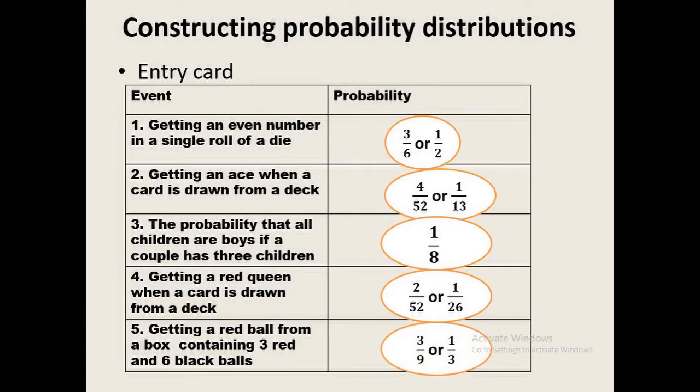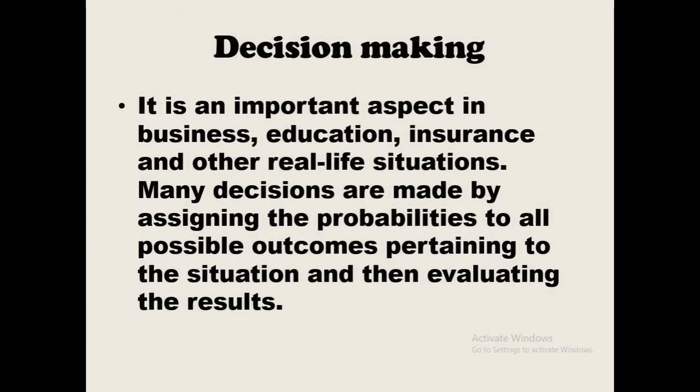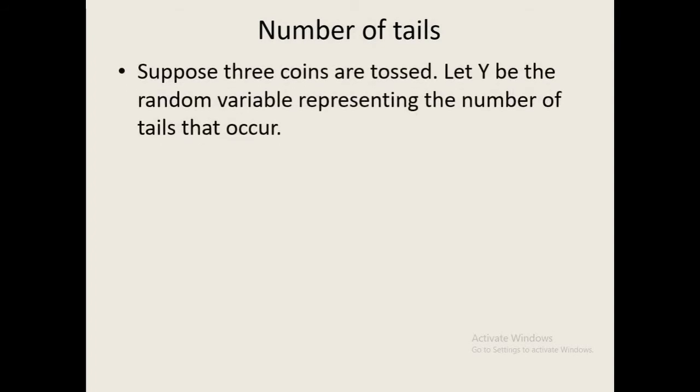Decision making is an important aspect in business, education, insurance, and other real-life situations. Many decisions are made by assigning probabilities to all possible outcomes pertaining to the situation and then evaluating the results. Number of tails. Suppose 3 coins are tossed. Let y be the random variable representing the number of tails that occur.